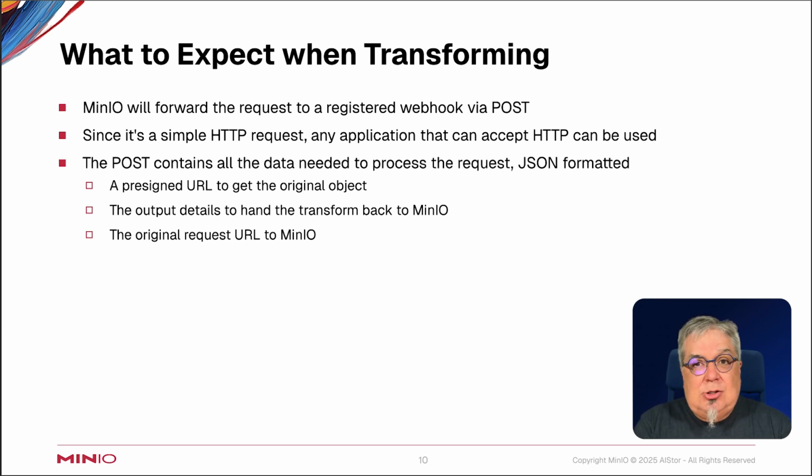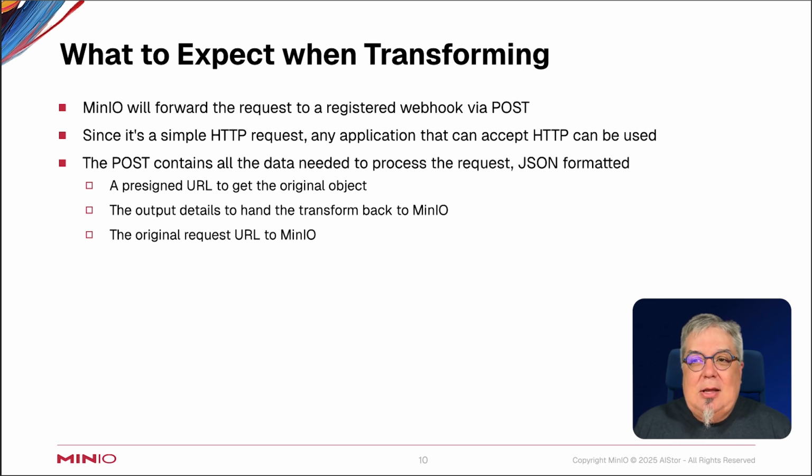You can write your application in any language that you want. And even better, the application itself doesn't have to know how to talk to MinIO directly. We'll get to more of that in just a second. The post contains all of the data needed to process your request, and it's all JSON formatted. You get, among other things, a pre-signed URL to get the original object, which means that my MinIO webhook doesn't have to know anything about credentials. It's going to get a pre-signed URL to get the original object.